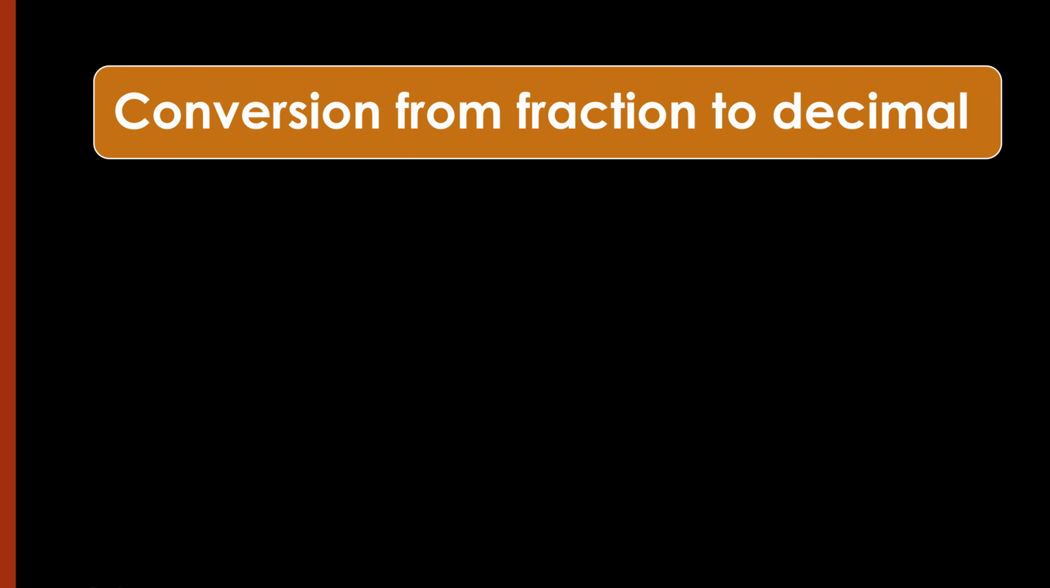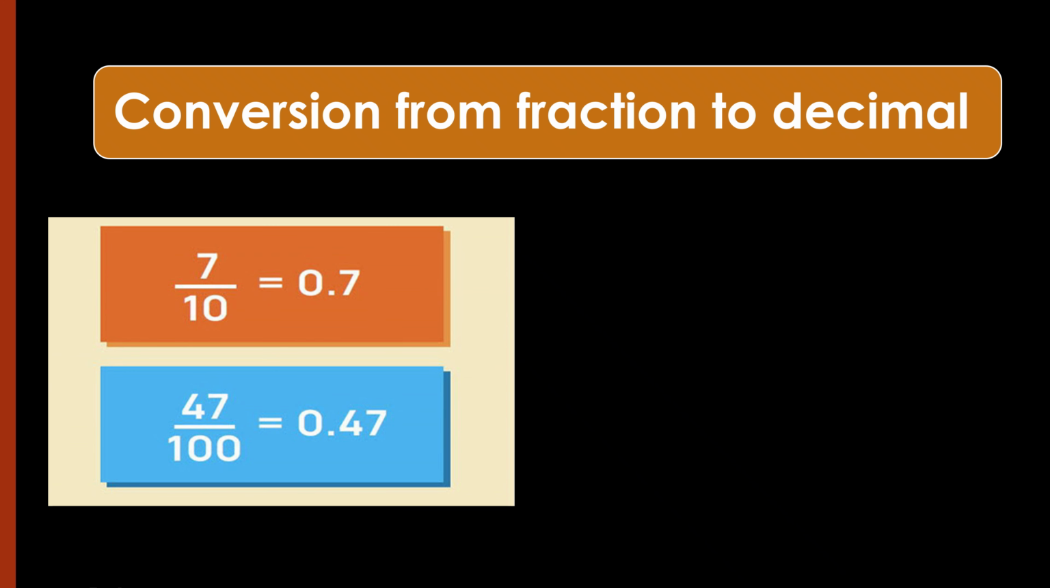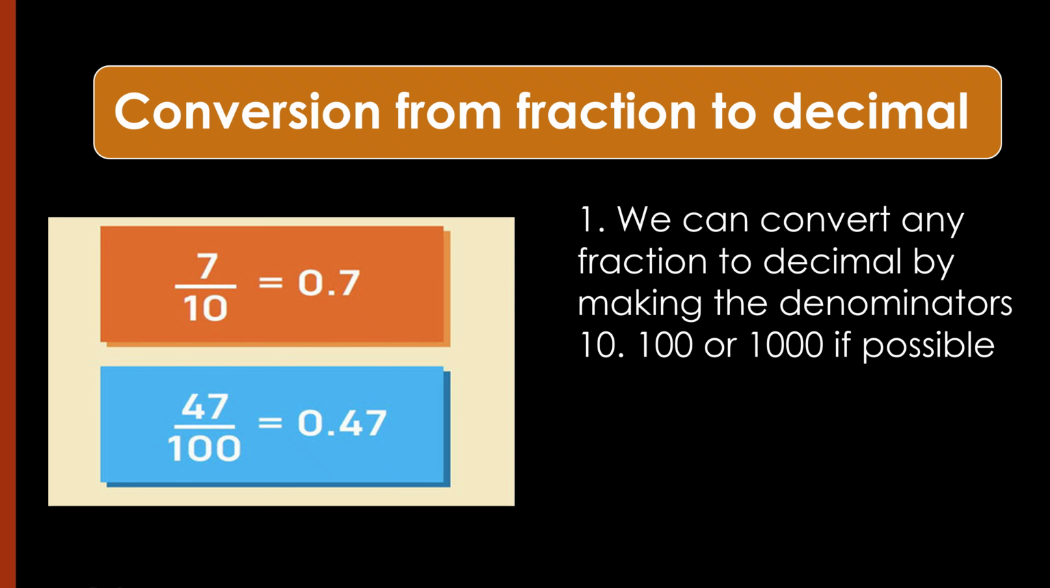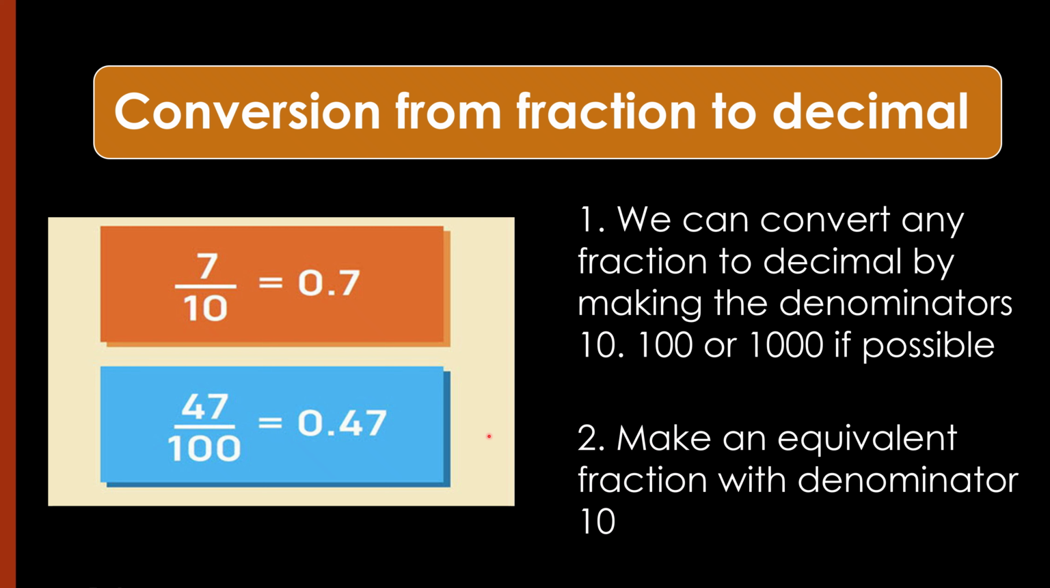Now the main topic, conversion from fraction to decimal, and the first question is 7 by 10. We have to put the decimal according to the zeros in the denominator. As we have only one zero in the denominator, we will put the decimal before one digit, that is 7, and our answer will be 0.7. And now in the second question, we have two zeros in the denominator, so we will put the decimal before two digits and the answer will be 0.47. And if we have another number instead of 10, 100, 1000 in the denominator, first we have to convert them into 10, 100, 1000 and then we can put the decimal easily.